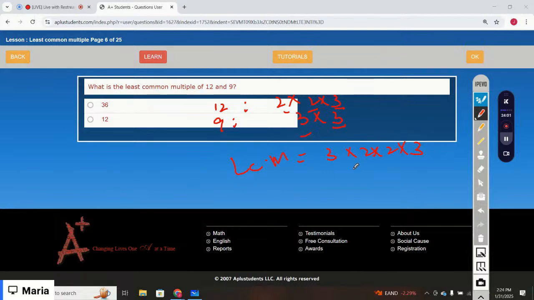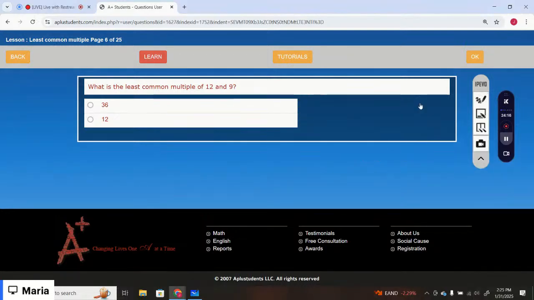That is 3 times 3 is 9, 9 times 4 is 36. So the least common multiple of 12 and 9 is 36. So the correct option is option number 1, that is 36.